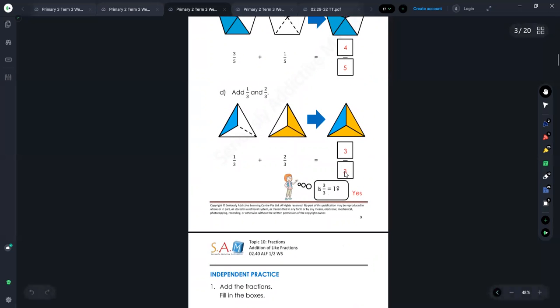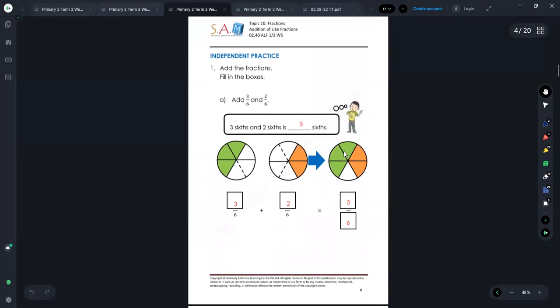Remind them that when the numerator and denominator are the same, it is also equal to 1. Although, if the question has already got a divider here, they cannot write it as 1. They need to write it as 3 out of 3.